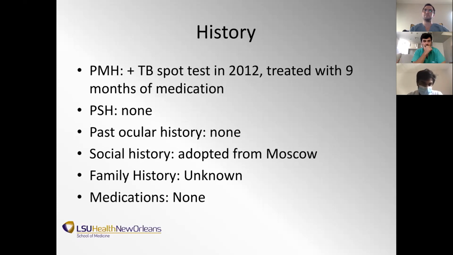In terms of her history, she was adopted from Moscow as a toddler, so we don't know any of her family history. When she first came over as part of her medical screening, she was found to have a positive TB spot test in 2012, but per her family, she was treated with 9 months of medication. Otherwise, no significant past histories.